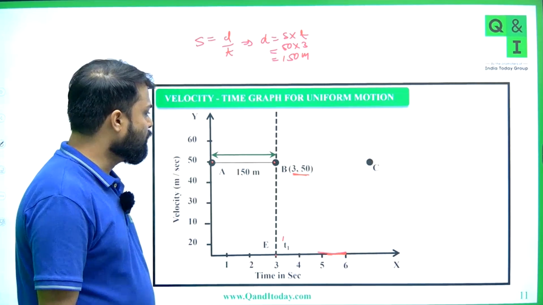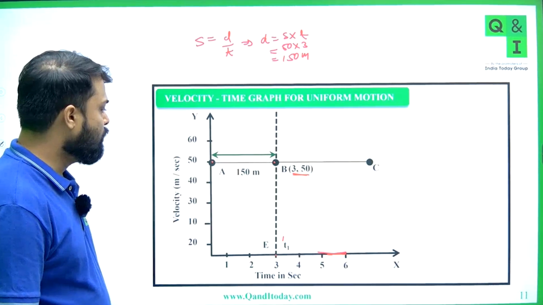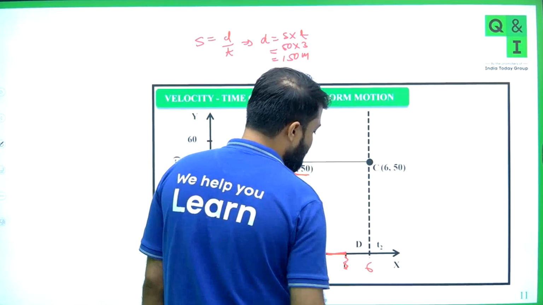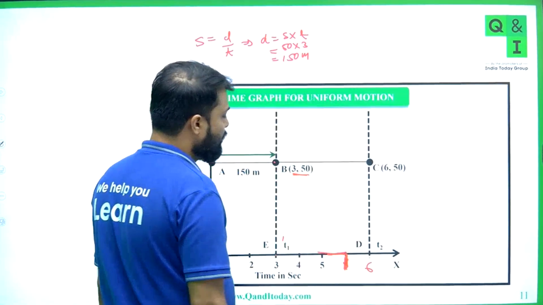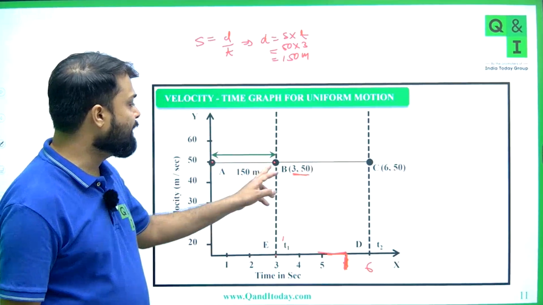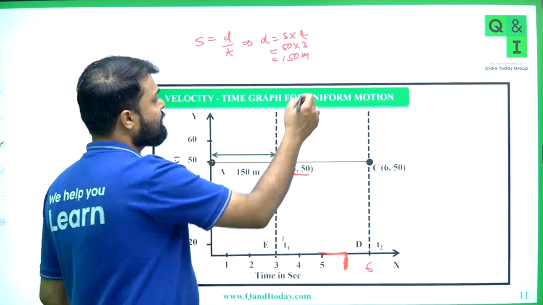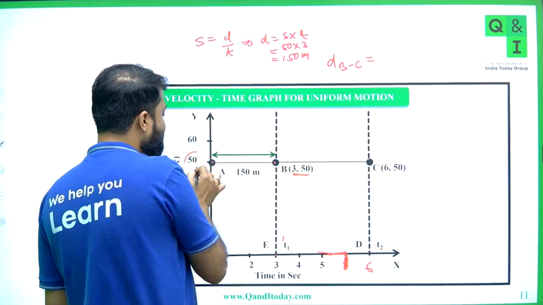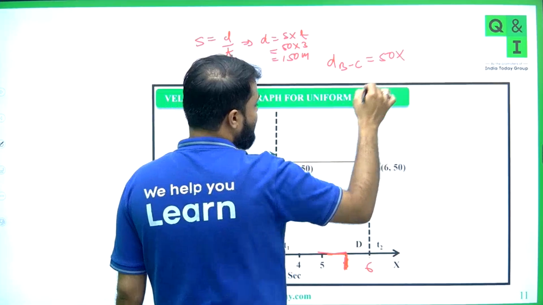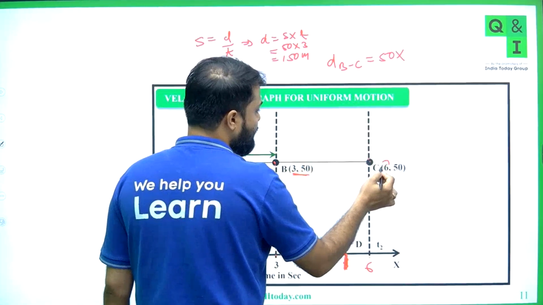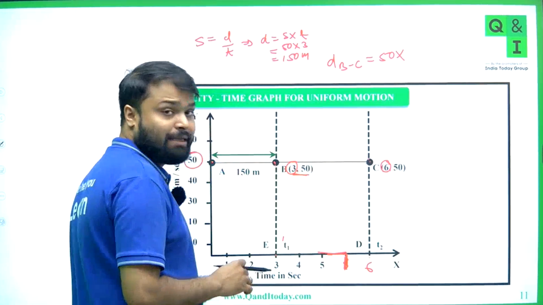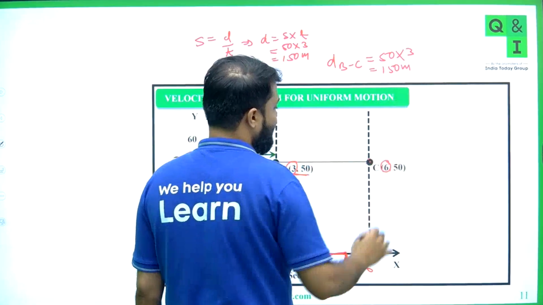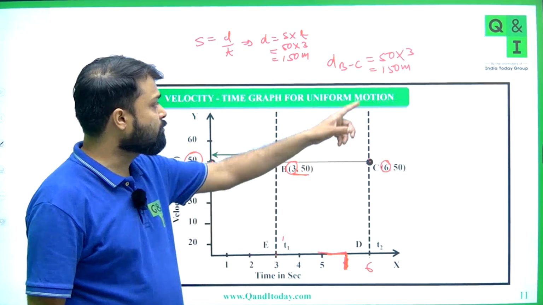Now let's say the body is again going from B to C. The coordinates for C are 6, 50, so here the time is 6. Now if we want to find the distance from B to C, can we say that it is nothing but speed into time? Again, from B to C speed is the same, 50 meter per second. But the time taken from B to C: C is at 6 seconds and B is at 3 seconds, so 6 minus 3 is 3. So this is 150 meter. Can we say that the distance covered by the body from B to C is 150 meter?